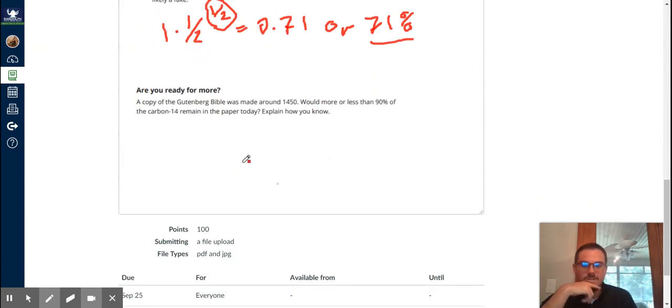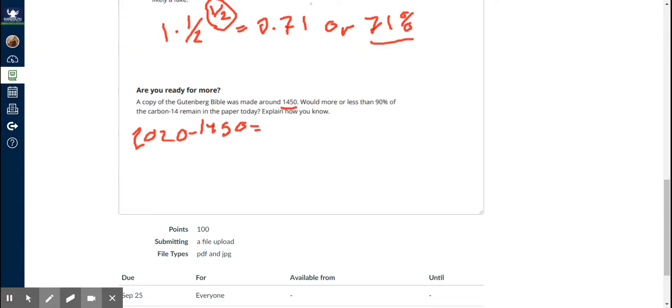All right. Last question here says a copy of the Gutenberg Bible was made around 1450. Would more or less than 90% of carbon-14 remain in that paper today, and explain how you know. We're going to use the same half-life, 5,730, for this one. So for this Bible that was made around 1450, how much time has passed? So 2020 minus 1450. What do we get there? 2020 minus 1450, 570.